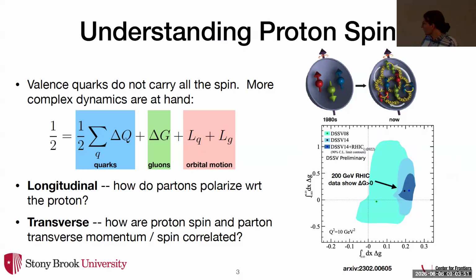The longitudinal questions are, how do the partons inside polarize? If I collide like this, do I have the quarks pointed together or pointing apart? What final states they can access depends on how that lines up. We can also ask transverse questions about how the proton spin and the parton transverse momentum are correlated.